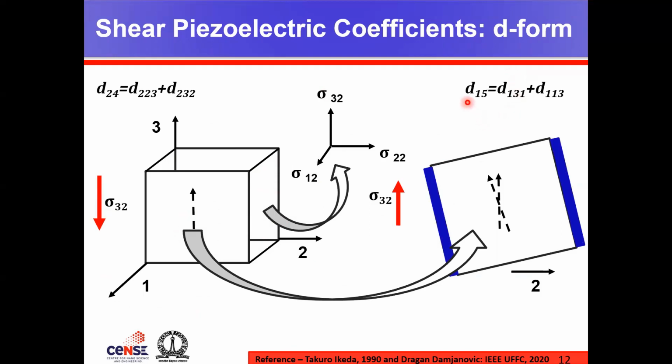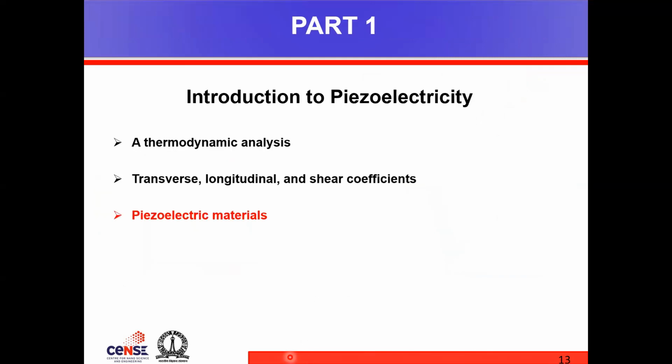A similar study can be extended for D15 as well. But when we do that for the D36 coefficient, we will see that due to the crystal symmetry, there is no charge generated, and hence this is also zero valued. So this is how you can analyze whether a particular piezoelectric coefficient will be 0 or non-zero. Okay. So next, let us move over to the piezoelectric materials that would be considered.